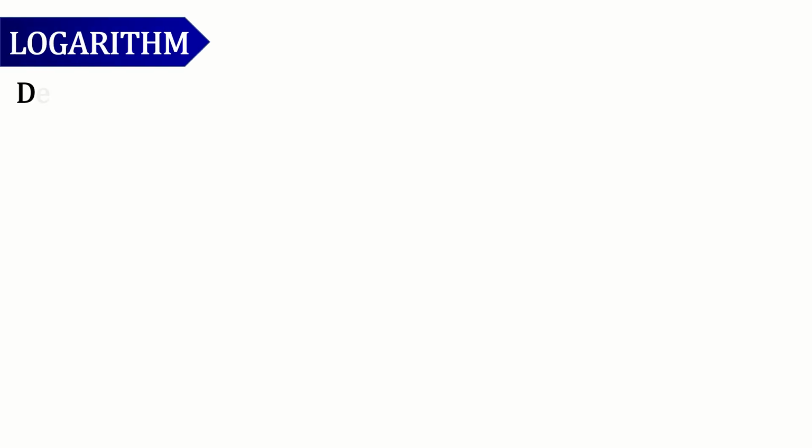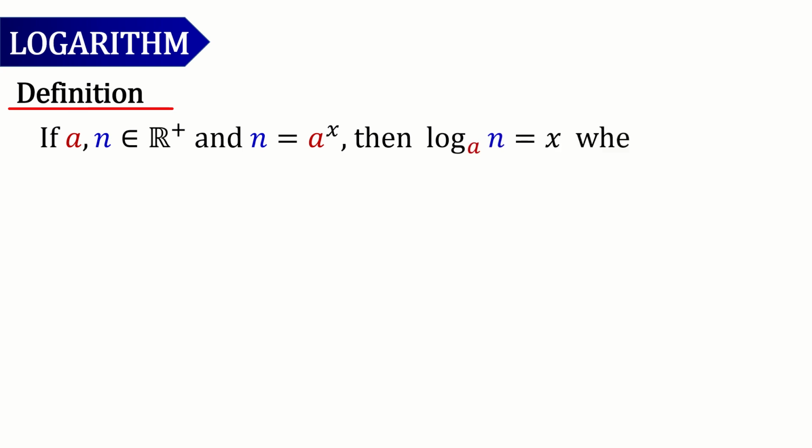Okay, logarithm. If a and n are positive real numbers and n is equal to a to the power of x, then log n base a is equal to x, where a is not equal to 1. So we can change the index form to the logarithm form. How we express this logarithm form: in index form, we have n is equal to a to the power of x.